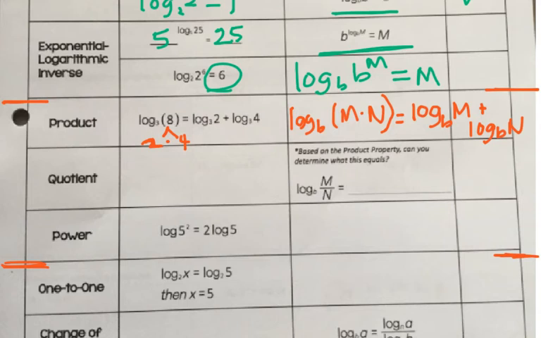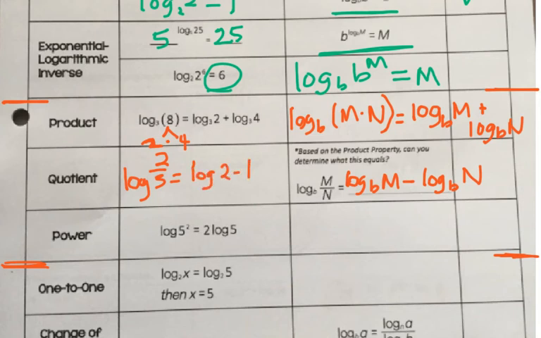And so for the next one, the quotient is the opposite. Based on the product property, can you determine what this equals? You should be able to. It's exactly the opposite. Instead of log base b of m plus log base b of n, now we're going to subtract. So it's going to be log base b of m minus log base b of n. So, like for instance, say I was trying to figure out the log of 2 over 3. Just a common log. Then this is equal to log 2 minus log 3. All the same base.